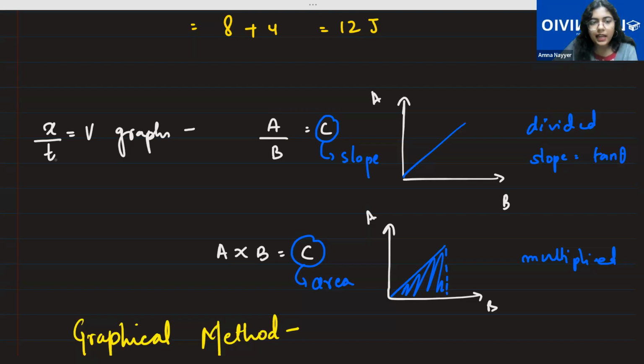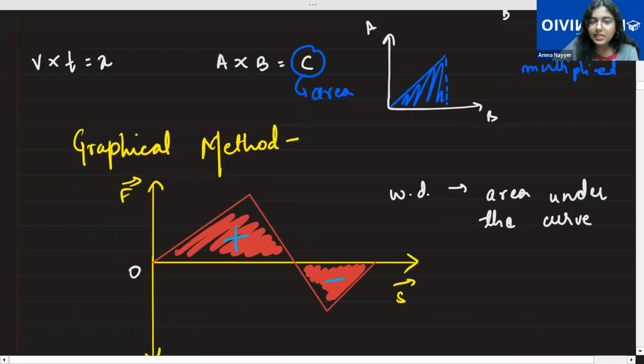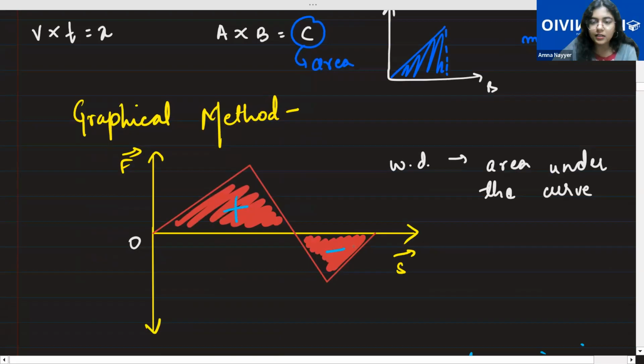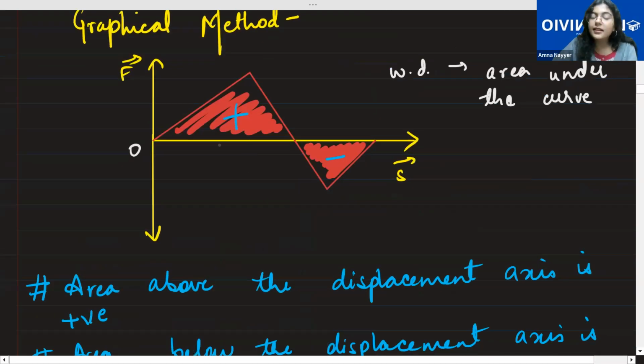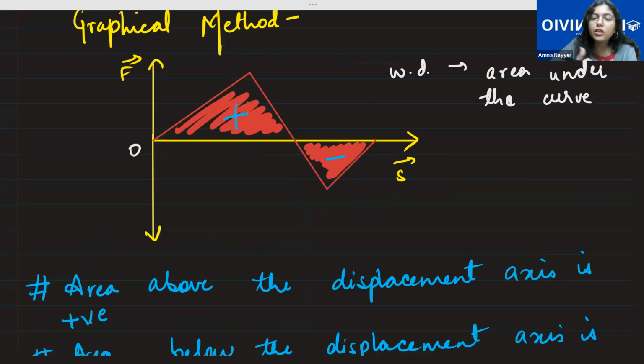But if two things are getting multiplied, like velocity into time, that gives displacement. Now it won't be given by slope tan theta, it will be given by the area under the curve. Work done is force multiplied by displacement, so you use the area under the curve. Area above the displacement axis is taken positive, and below is taken negative. Work done is a scalar quantity, but force and displacement are both vectors, so we calculate the area under the curve.